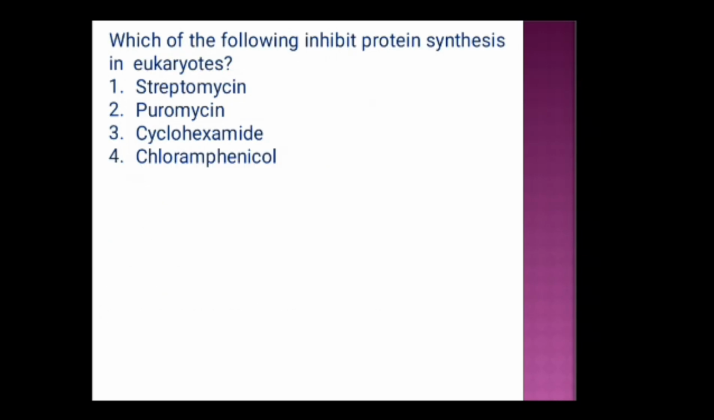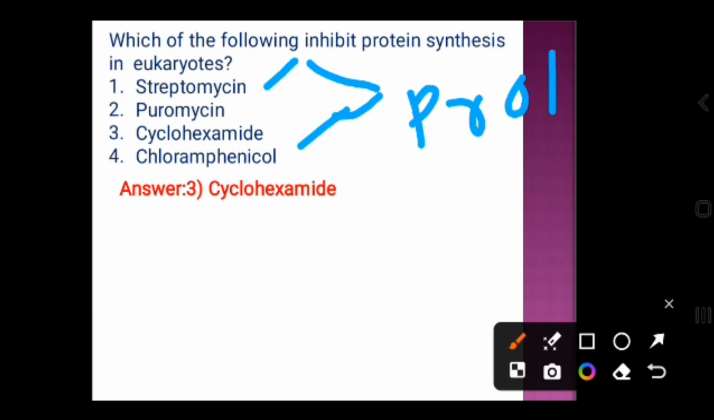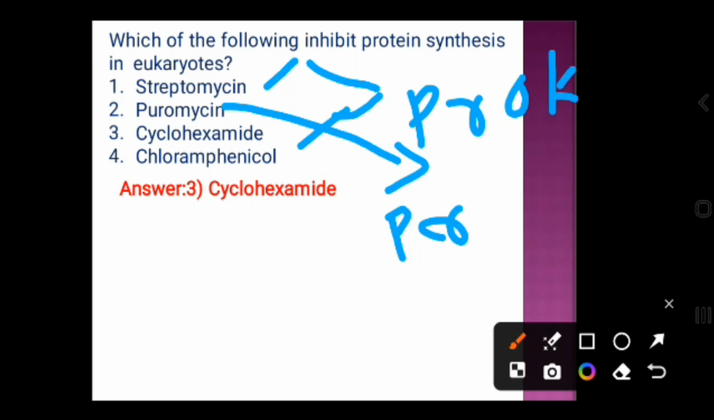Next is, which of the following inhibits protein synthesis in eukaryotes? Option 1 streptomycin, option 2 puromycin, option 3 cycloheximide, option 4 is chloramphenicol. And the correct answer will be option 3 cycloheximide. Whereas streptomycin and chloramphenicol are protein synthesis inhibitors in prokaryotes, that is in bacteria. Whereas puromycin inhibits the protein synthesis in both prokaryotes and in eukaryotes.